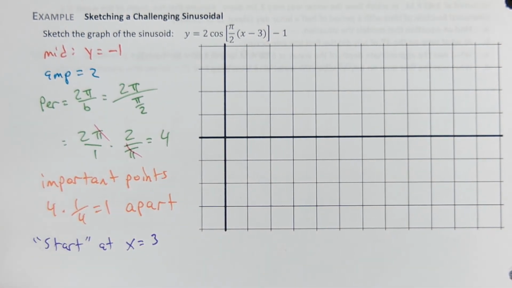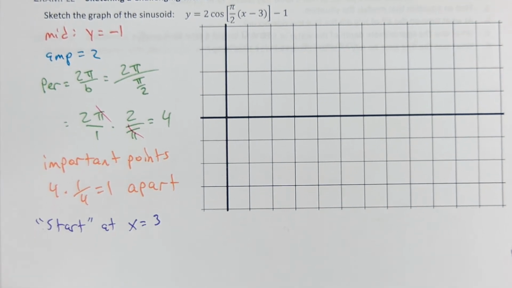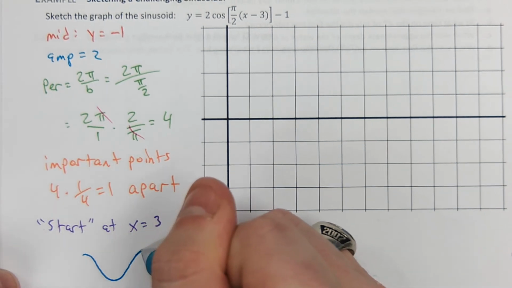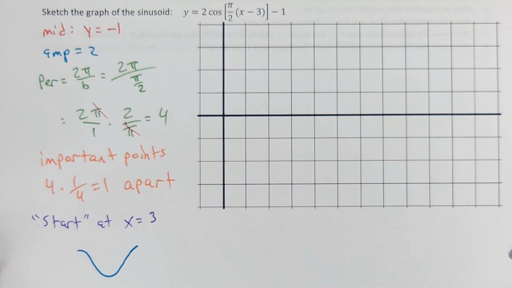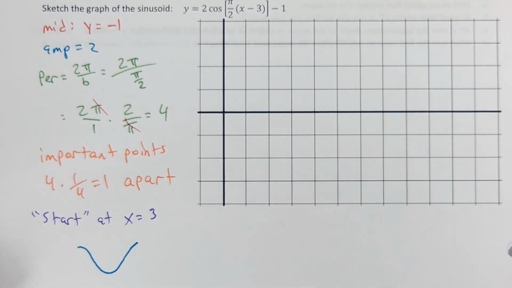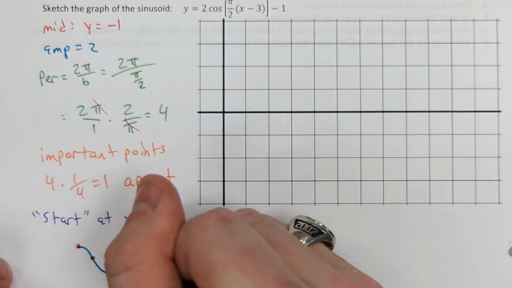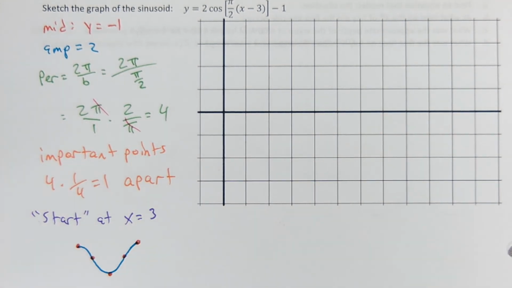And then lastly, let's decide on our shape. It is a positive cosine wave, so it will look like a cup, a tulip. Okay, y values, just gonna go by ones because our midline's at -1 and the amplitude is 2, so we're just gonna go up to +1 and down to -3.